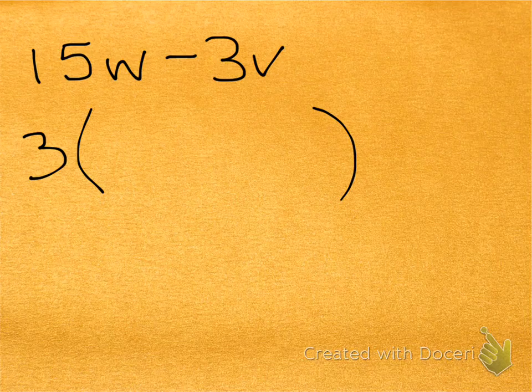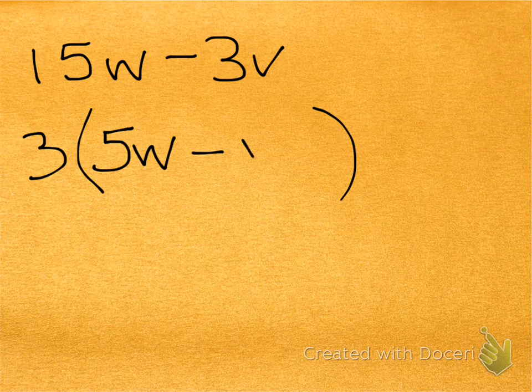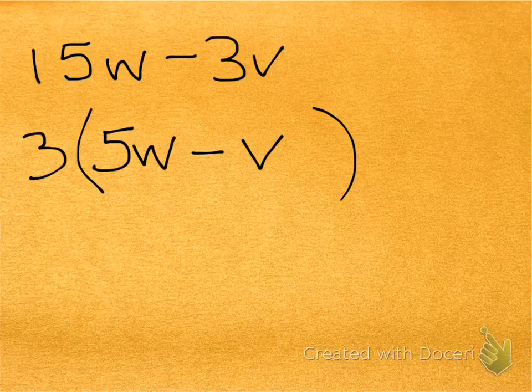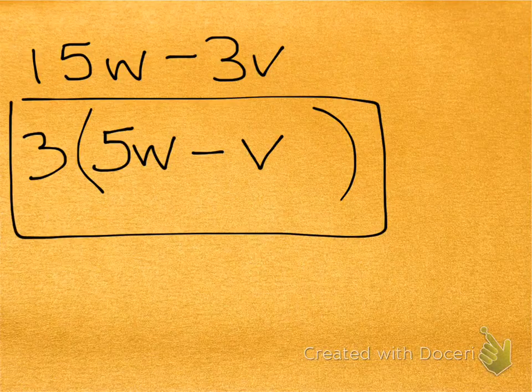They don't share the same variable, so those are going to have to stay there. If we take a 3 and divide it from 15, that gives us a 5 left over, and the W did not change. Then if we take the 3 from a 3 and divide, that gives us 1, which we don't have to write, and we don't have anything to factor with the V, so the V stays there. So this would be the most factored we can get.